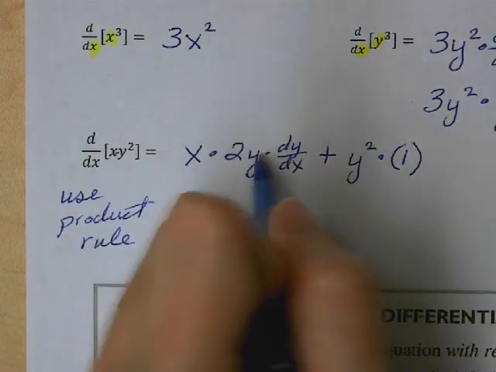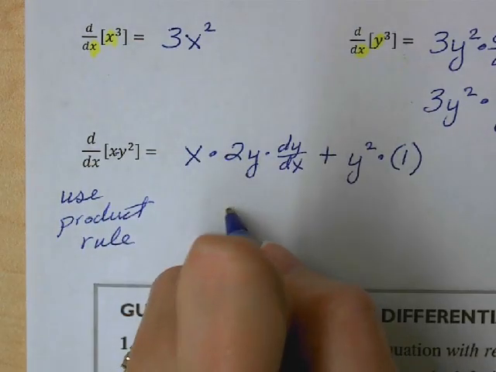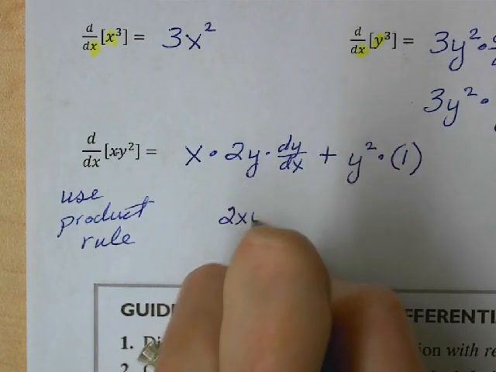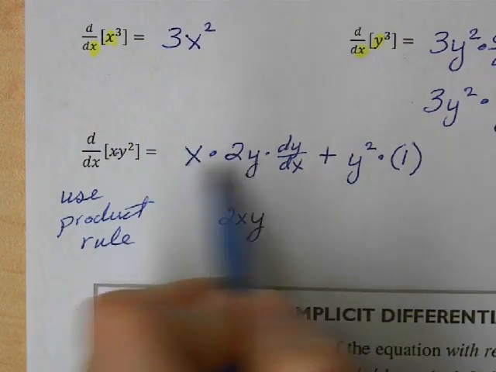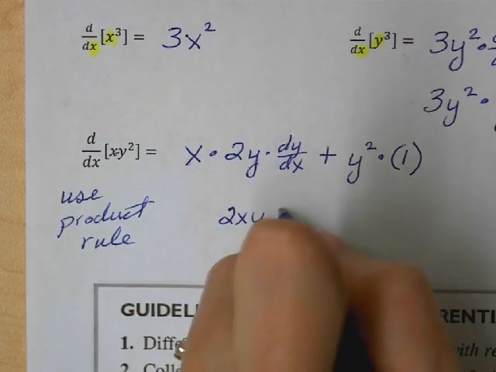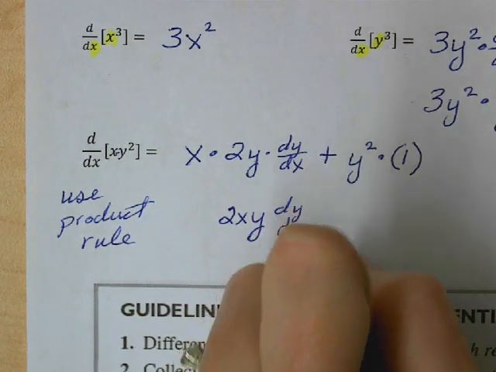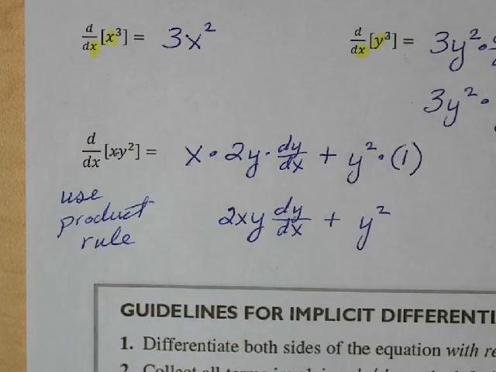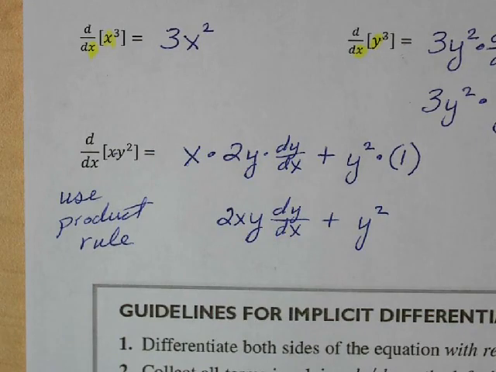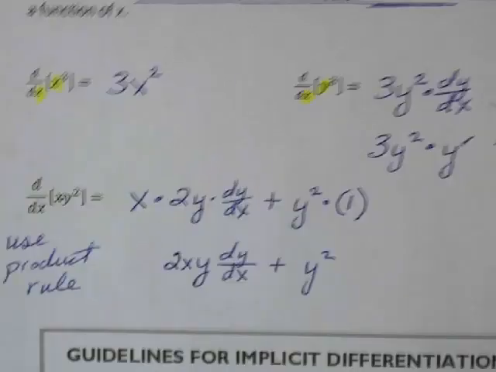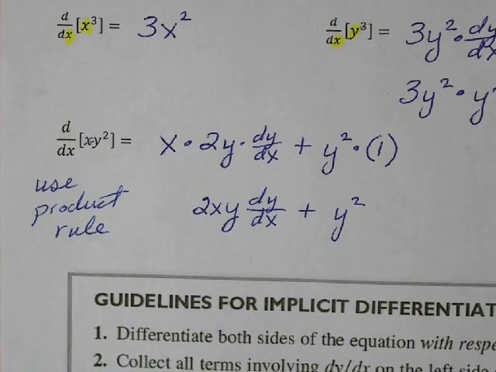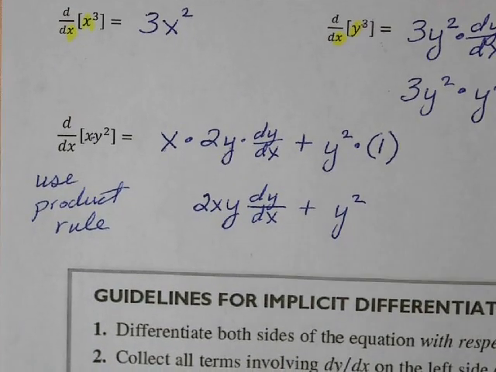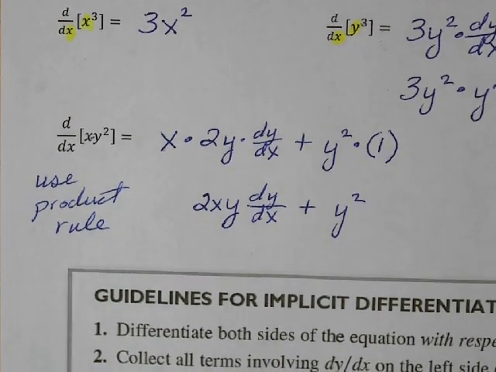Okay, so I would clean it up a little. You could write it as 2xy dy dx plus y squared. Now I think you're getting the idea of it. Every time you find the derivative of a y, you have to write dy dx. You have to add that chain rule on.